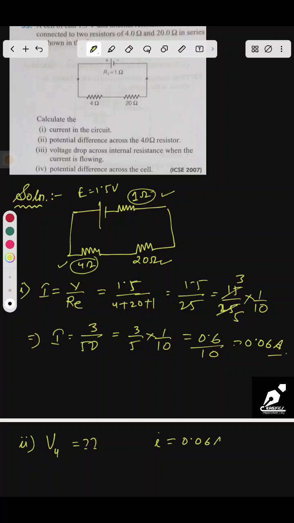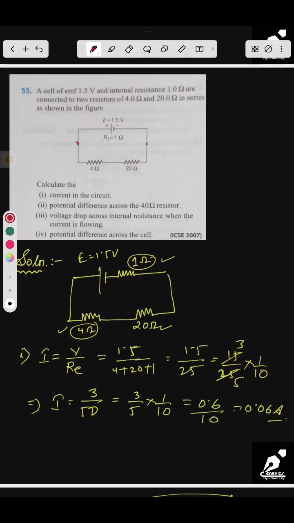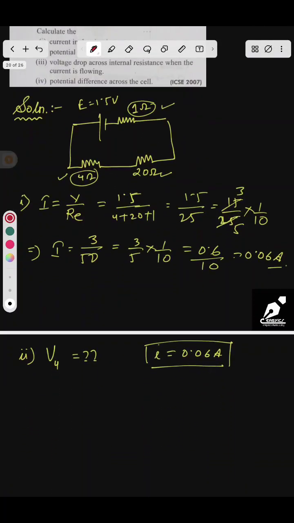Current is 0.06 ampere. So, what will be the current through the 4 ohm resistance? The current is 0.06 ampere. That's because the 20 ohm, 4 ohm and this internal resistance are in series, so all of these resistances will have the same current. The current of this 4 ohm will be what? 0.06.